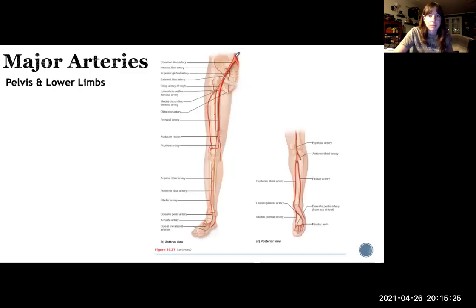So let's take a look. Again, we've got our abdominal aorta.